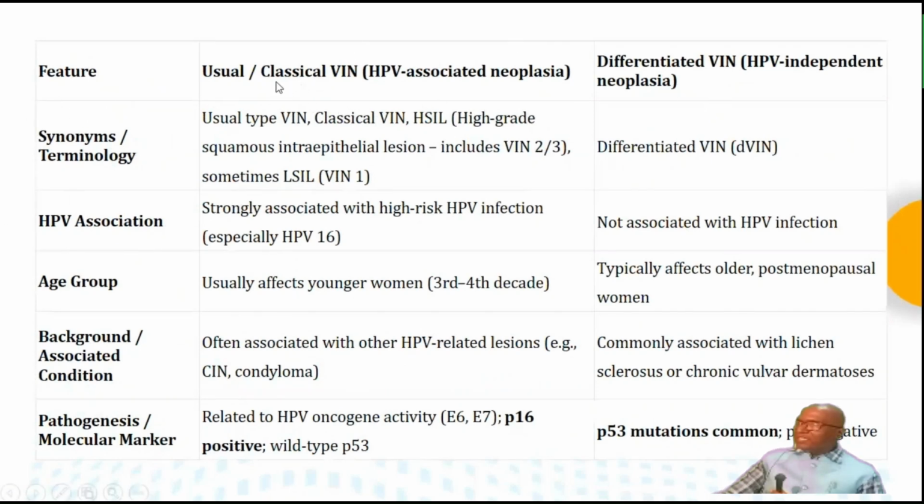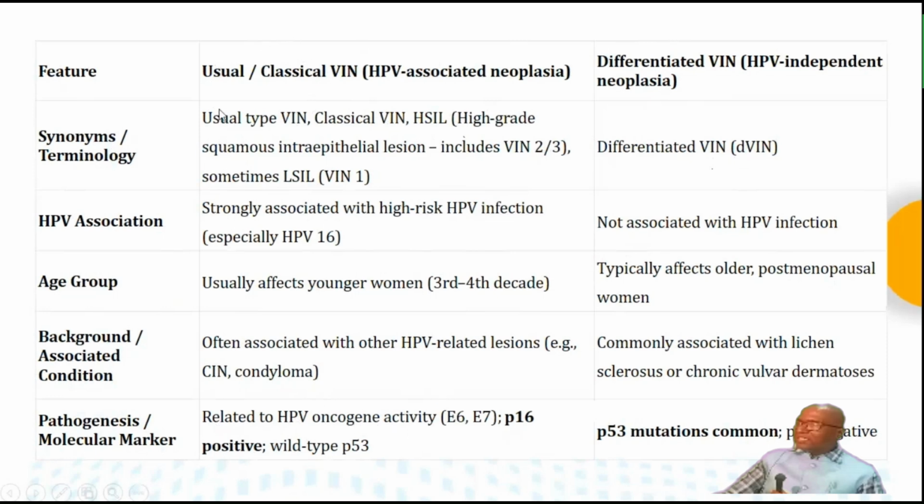We have seen a few differences between the usual type, also called classical, and the differentiated. Differentiated is on the background of lichen sclerosis and lichen planus, while the usual or classical is due to HPV. It has VIN2 and VIN3 also. There is a strong association with high risk HPV type 16. Usually it is seen in young women in their third and fourth decades, while differentiated is seen in older postmenopausal women. The background is often associated with other HPV related lesions like CIN, condyloma, etc. And it is related to HPV oncogene activity. This also you should remember.